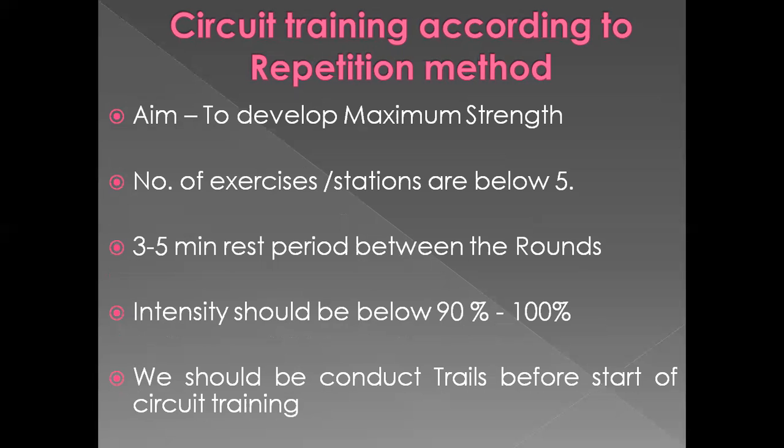Through this method we can develop maximum strength in the athlete. In this case, we use fewer than 5 stations. The training intensity or load should be 90% to 100%. That's why the stations are few. The rest period between the rounds is 3 to 5 minutes. We have to conduct trials before the start of the circuit training.